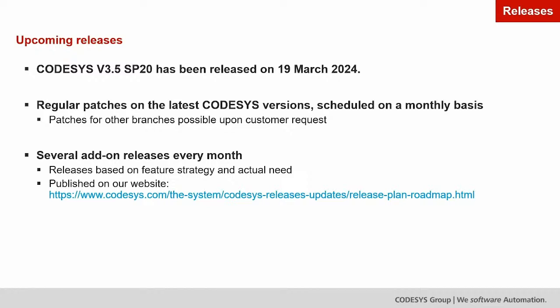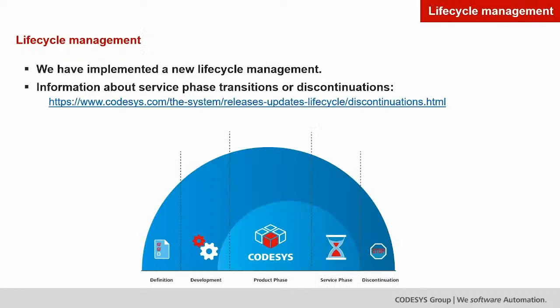Then there are numerous releases on the add-ons each month. Last year, there were over 100 in total. On our website, we publish which components are scheduled for new versions and when. Also on our homepage, you will find information on the life cycle of our products. We have worked intensively on defining the life cycle over the past year and have defined phases for our products. It starts with the definition and development phase. For you as a customer, the product phase, in which the product is available to you, is of particular interest.